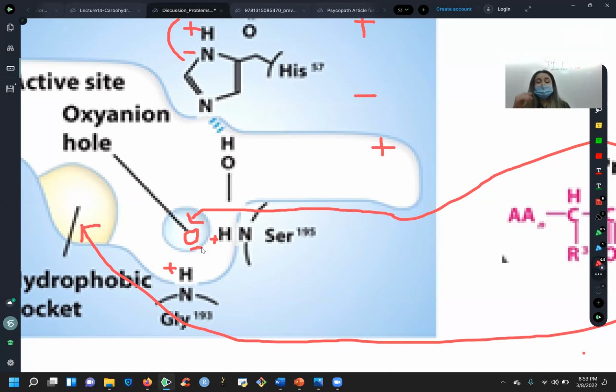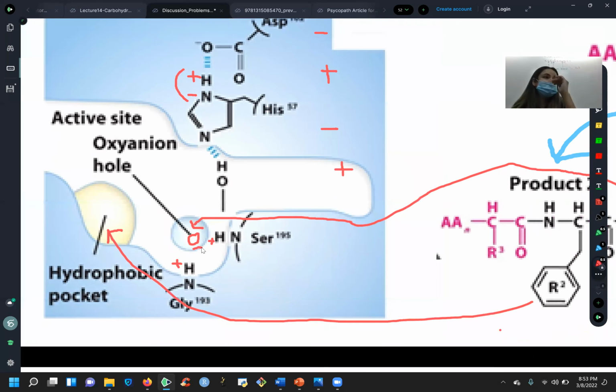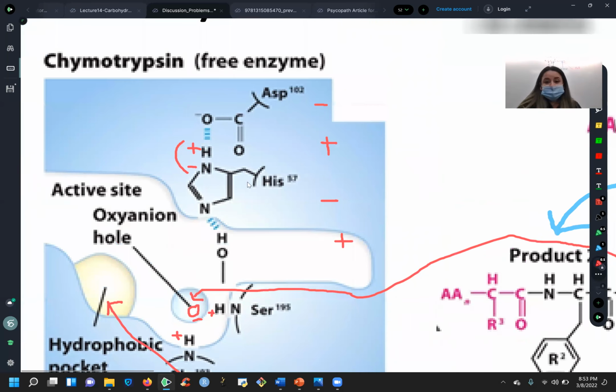Now, you know the importance of serine 195 and glycine. I think it's glycine 193. I don't know. I wrote it down for you on the side, the exact numbers, because you have to know the numbers, okay?